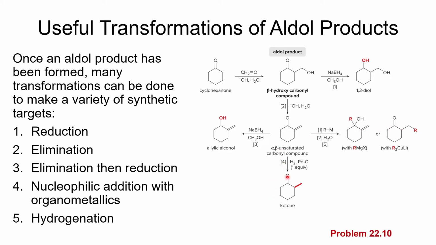And then finally, we could do catalytic hydrogenation with one equivalent that will selectively reduce the carbon-carbon double bond and leave the carbonyl intact. And if you use two equivalents, you can get the alcohol and get rid of this. So there's a lot of possibilities here.